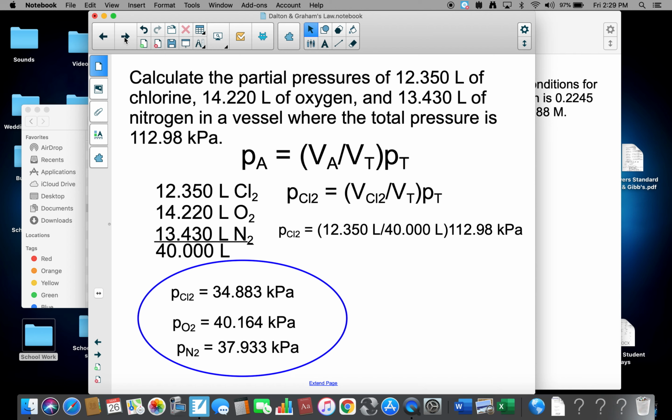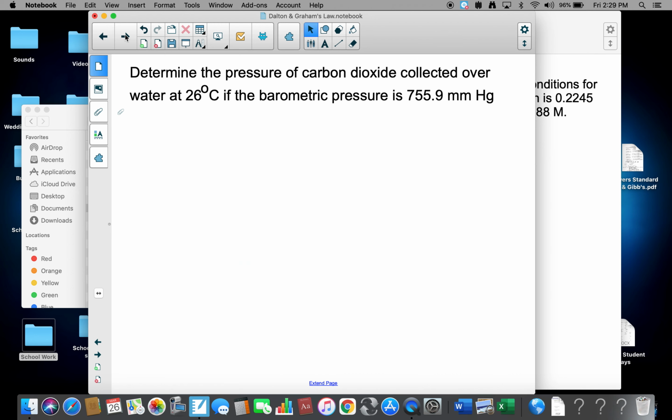But there's a check to make sure we do this right. If I add them all together, I get 112.98, which is my total pressure, which is what we should have. Here's a problem we'll do in class. Determine the partial pressures of carbon dioxide collected over water at 26 degrees. The barometric pressure is 115.9 millimeters of mercury.